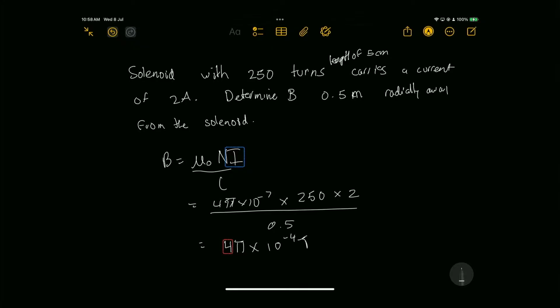Right? Now the strength of the electromagnet depends on the number of turns of the solenoid, as we can see from this equation here. So as n increases, the strength of the electromagnet increases. It also depends on the current in the solenoid, right? So as we increase I in this equation, the strength of the magnetic field also increases.